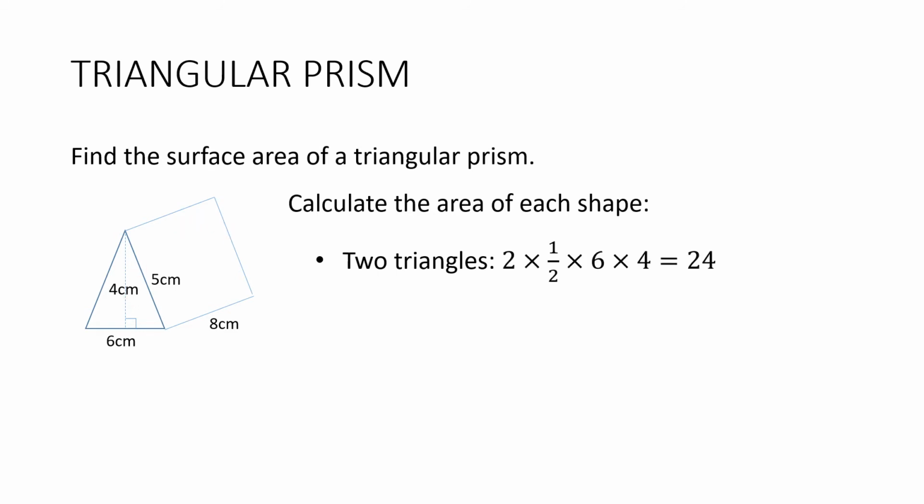So I'm going to do 2 lots of half times 6 times 4, which is 24 centimeters squared. Now let's do the bottom rectangle. There's only one of those. 6 times 8 is 48 centimeters squared.